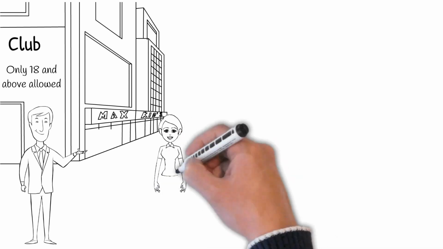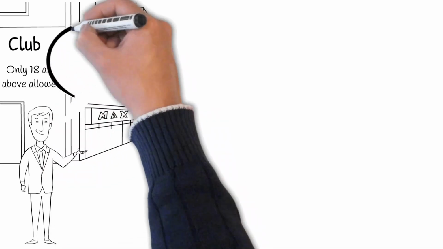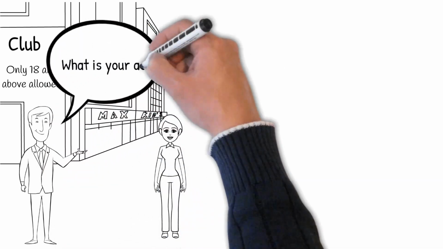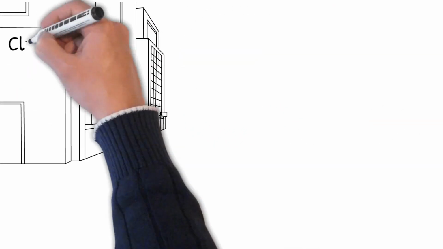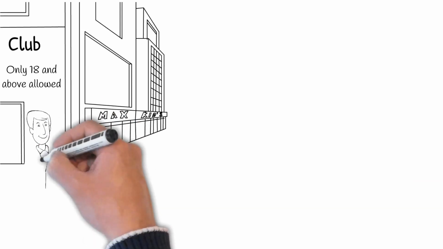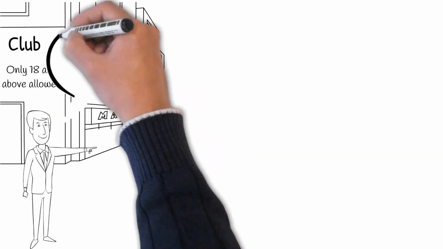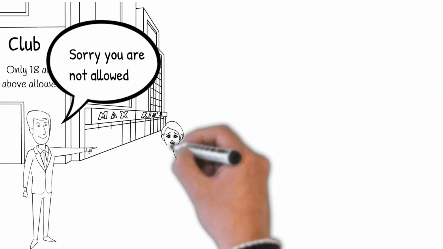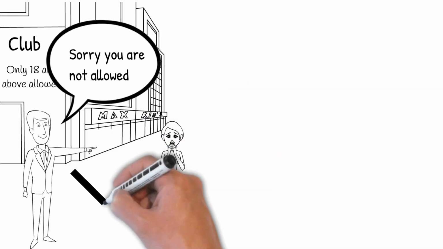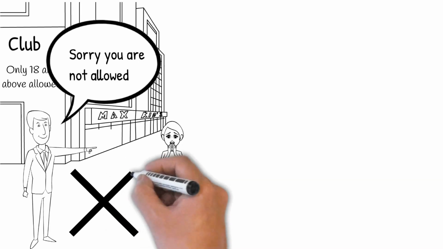Now in the third scenario, the third person came and the guard again asks, what is your age? And the person says 16. So the guard says, you are not allowed in the club, because the club only allows 18 and above people.